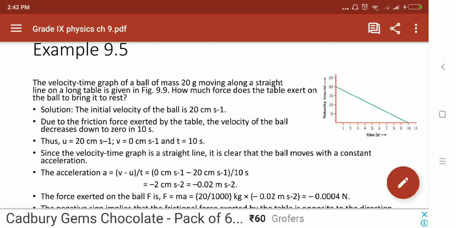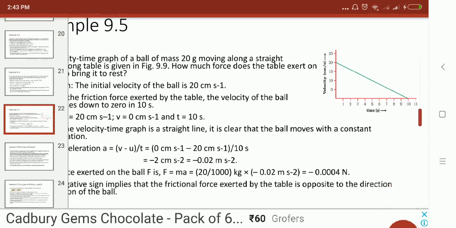Initial velocity u is 20 centimeter per second. Final velocity v is 0 centimeter per second and time is given as 10 seconds. So, the acceleration is final velocity minus initial velocity divided by time. Final velocity 0, initial velocity 20 centimeter per second and time is 10 seconds. By substituting all the values, we get the acceleration as minus 2 centimeter per second square. We can convert it into meters, so it would be minus 0.02 meter per second square.